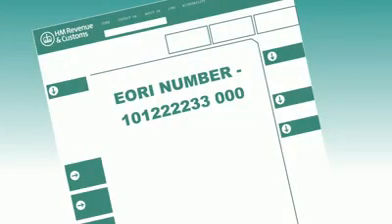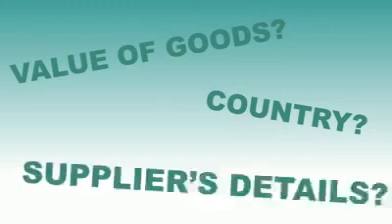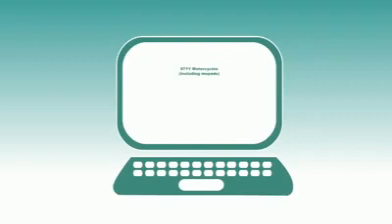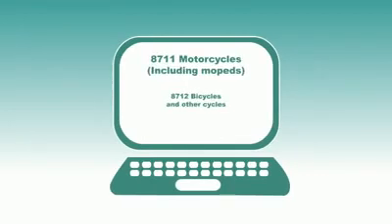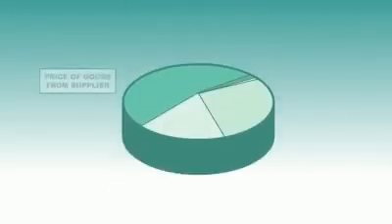Before you take delivery of your goods, you'll normally have to pay any charges due to HMRC. You'll need to include the value of the goods, the country they were sent from, and the supplier's details. You'll also need to enter the correct commodity and customs procedure codes. These tell HMRC what the goods are, and you'll be able to find the commodity code information online. The amount depends on what your goods are and where they come from.